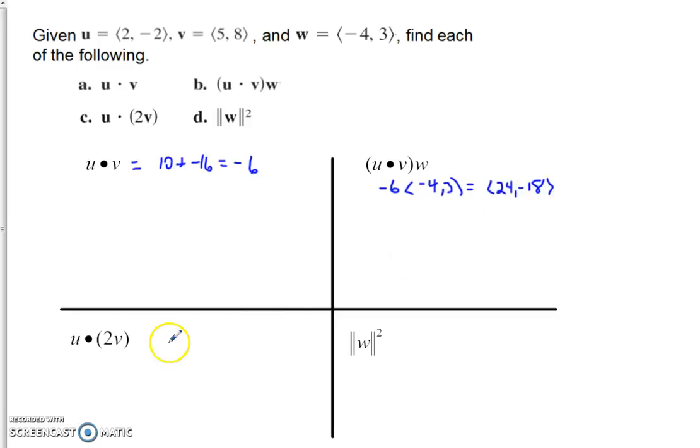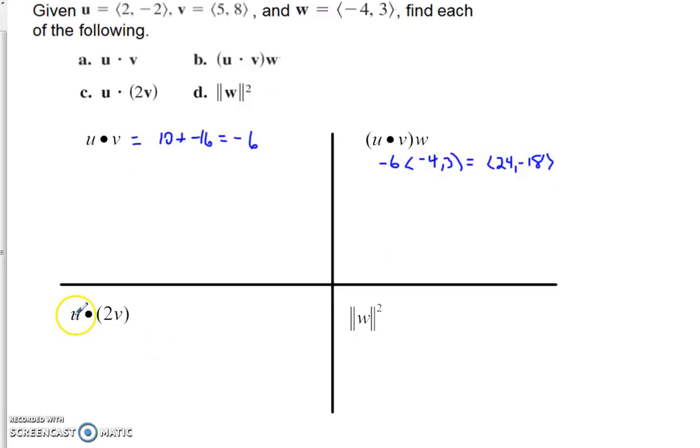There we go. Okay, scrolling down, I've got u dot 2 times v. So we do that 2 times v first. So u is going to be 2, negative 2. I'm going to take the dot product of that with 2 times v, which would be 10, 16. I'm going to let you do the rest of that one. And just remember, take the first coordinates times each other and the second ones and then add them together. See what you come up with.